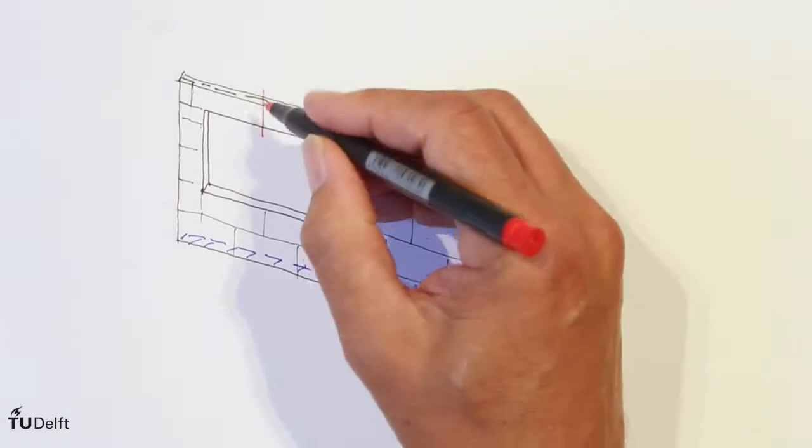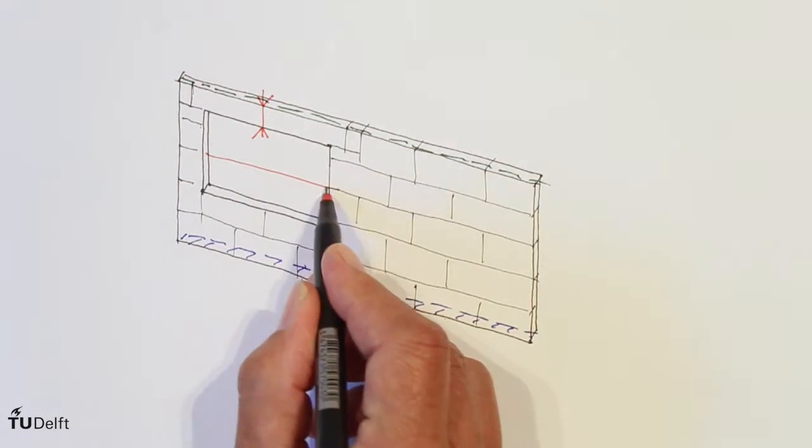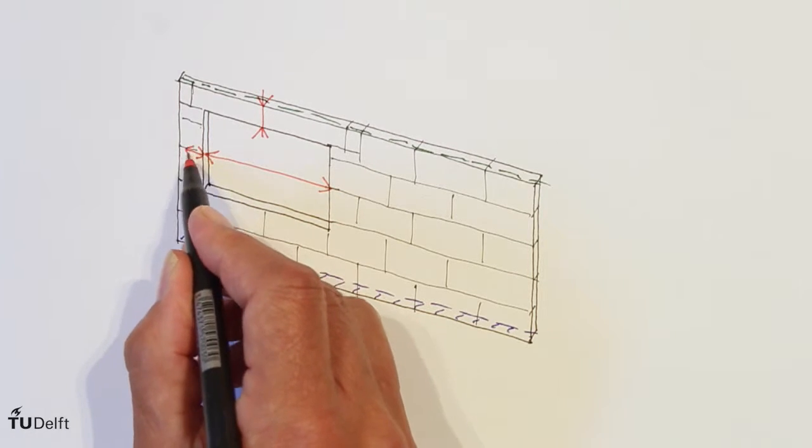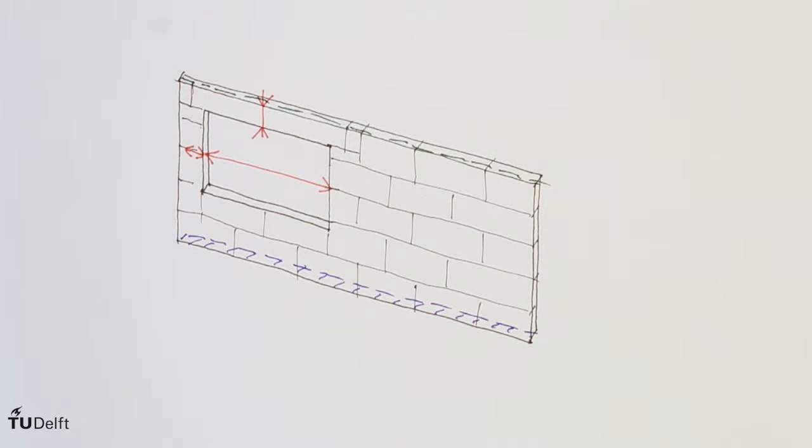There is a relation between the width of the opening and the height of the lintel above it, and the supporting brickwork on both sides of the opening.